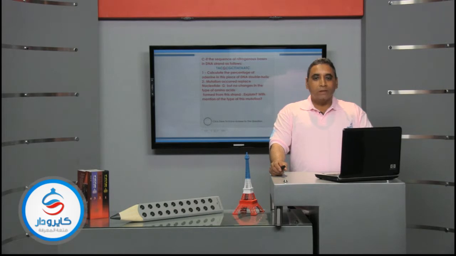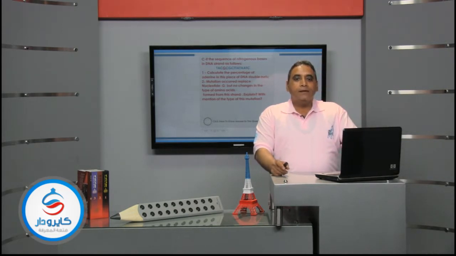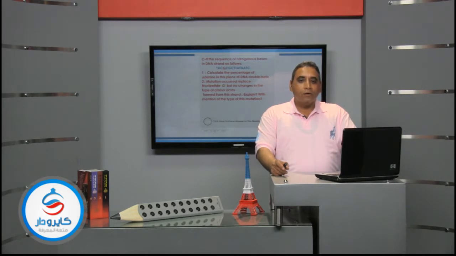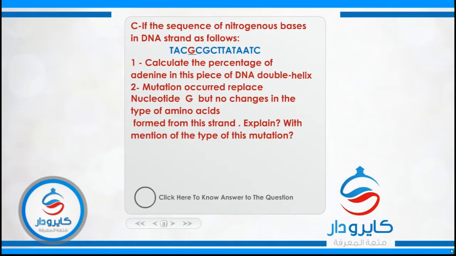Question 2, number C. If the sequence of nitrogenous bases in a DNA strand is as follows, these act as a single strand of DNA. G is bold and underlined. Number 1, calculate the percentage of adenine in the DNA double helix. The question provides one strand of DNA and needs the percentage of adenine.